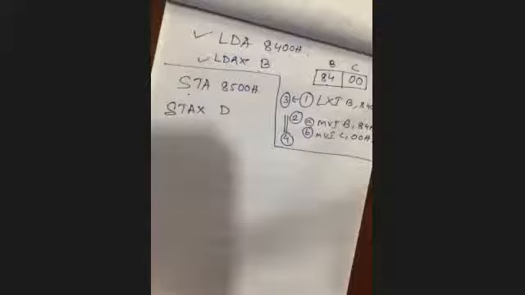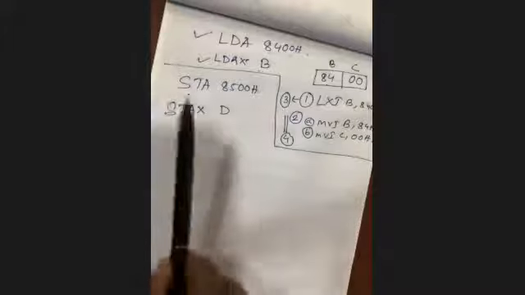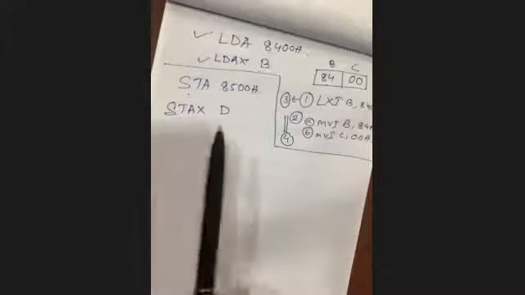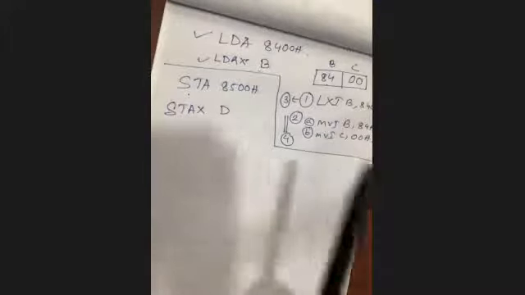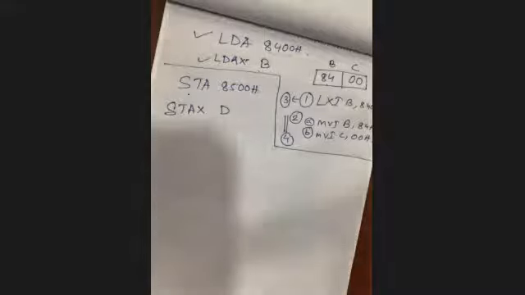The content of accumulator will be stored, or will be copied, into the particular memory location which is located by the DE register pair. Let me repeat once again. The content of accumulator will be stored into the particular memory location which is located by the DE register pair.